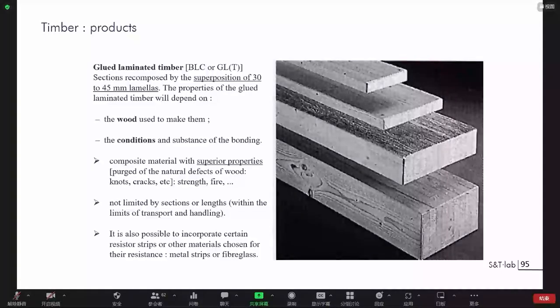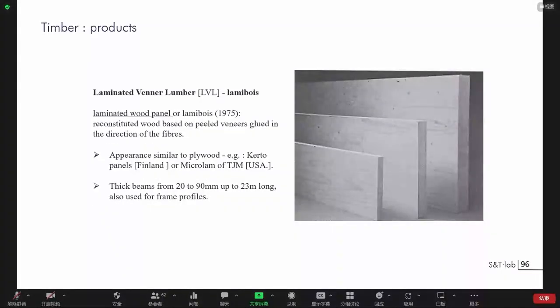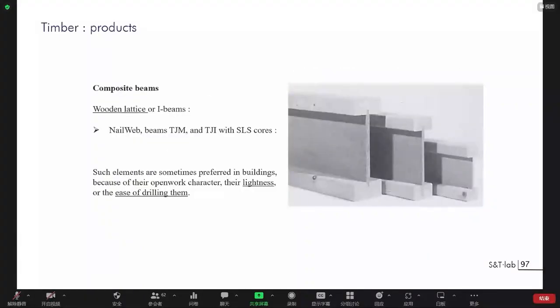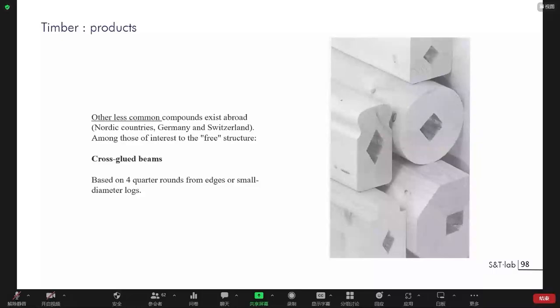Timber products such as glulam and LVL, for instance this Kerto panel, will produce very high resistance materials. And you also have the rated product that could be used, or even composed sections with small sections that could be reassembled. Here you have the heart of the wood, which was on the side, put on after cutting in a cross on the outer part of the system.